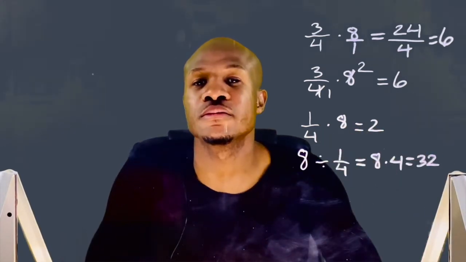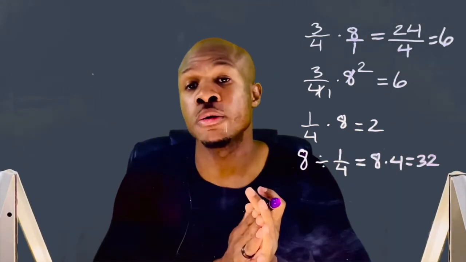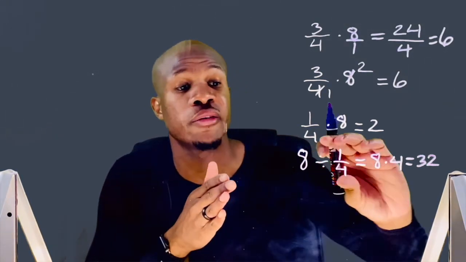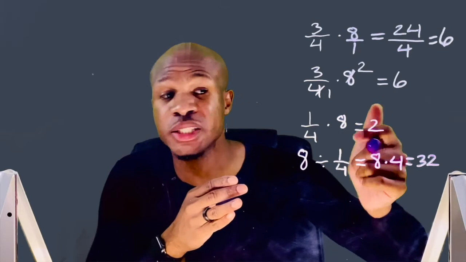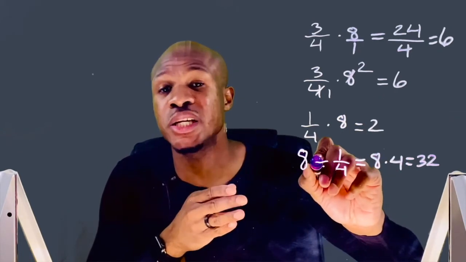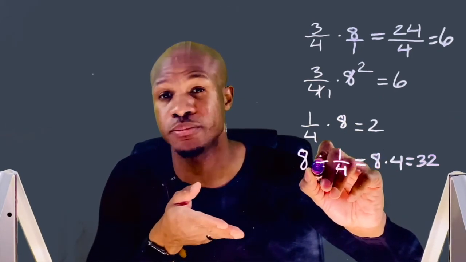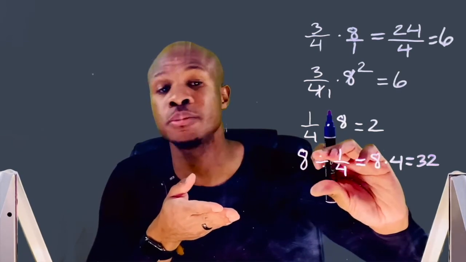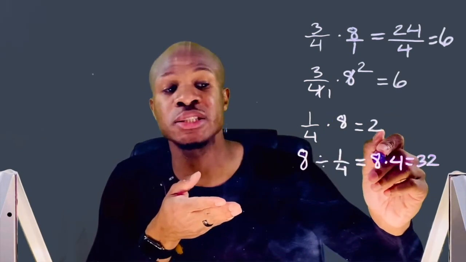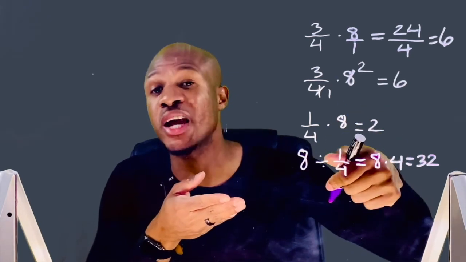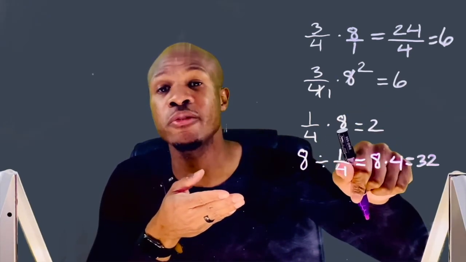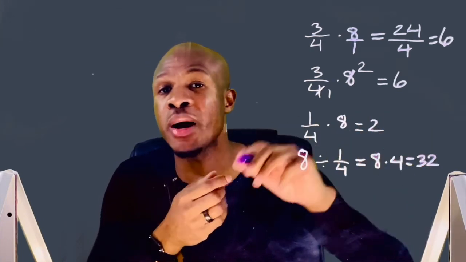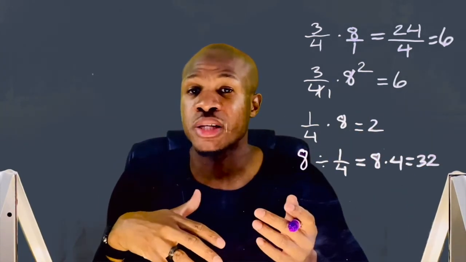32. All right. So when it comes to dividing by a fraction, all you've got to do is flip the fraction and change the sign to the inverse sign. So this was a division here, so you just change that to a multiplication and you flip the fraction. So dividing by 1/4 is the same as multiplying by 4. And that's how you divide by fractions.